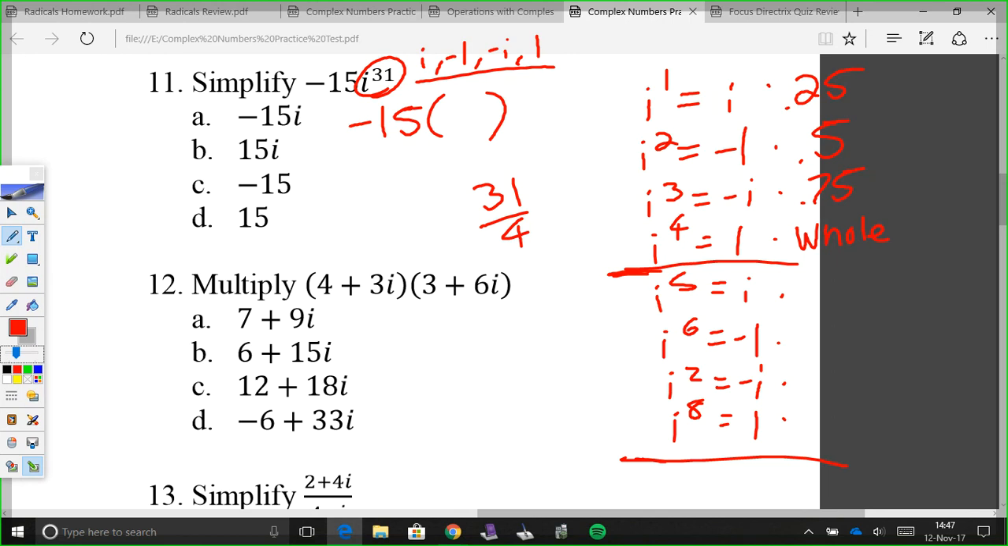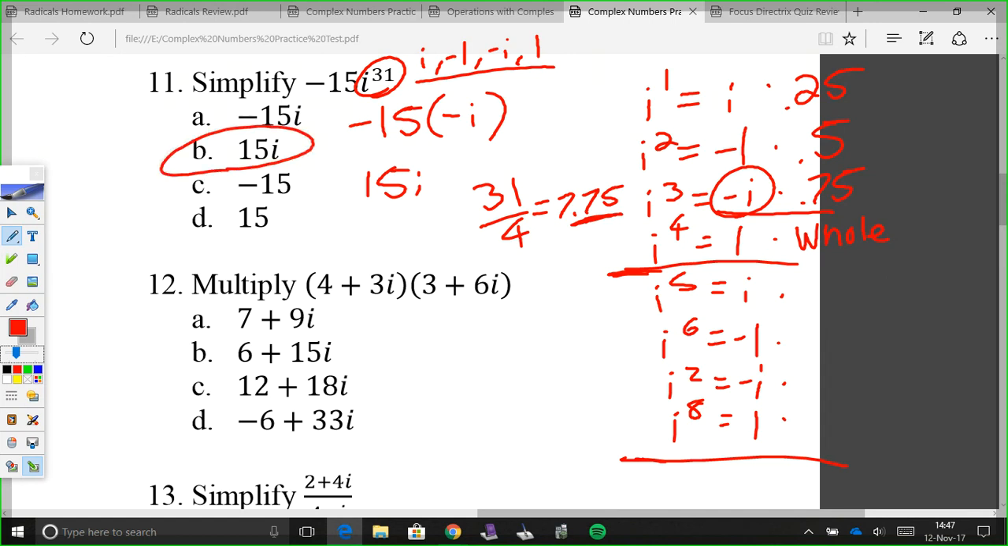So 31 divided by 4, I believe, is 7.75. Because this ends in 0.75, that means it's negative i. So I'm plugging in negative i here, and I just put this together. Negative 15 times negative i, that's two negatives, makes us a positive 15i. So my answer would be B.